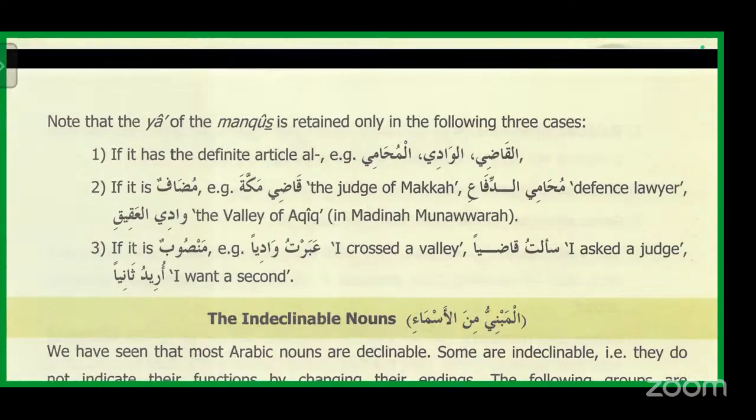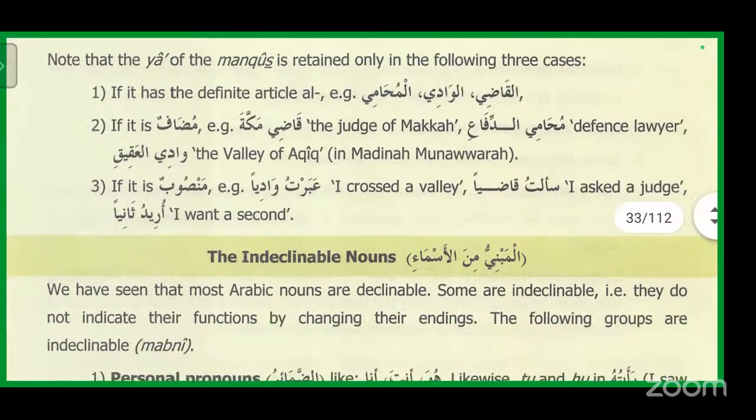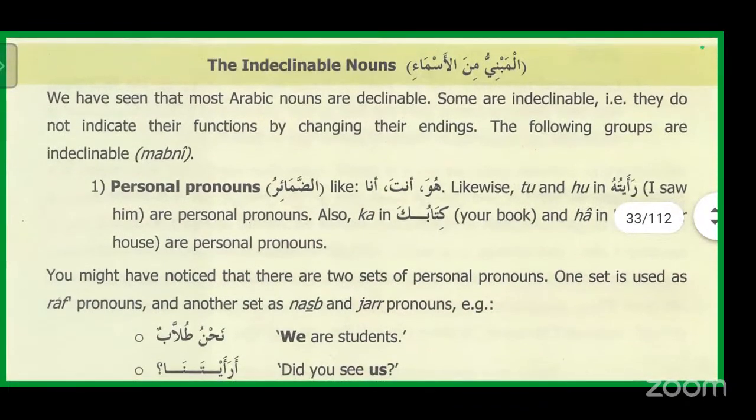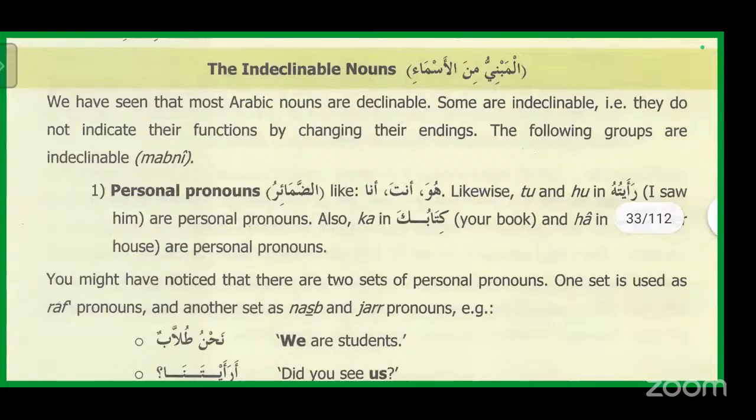Wadil Akik, the valley of Akik, Madina Munawwar. Number three, if it is mansub, for example, abartu wadiyan, I crossed a valley; sa'altu qadiyan, I asked a judge; uridu thaniyan, I want a second. Mansub, mansub. Uridu thaniyan.